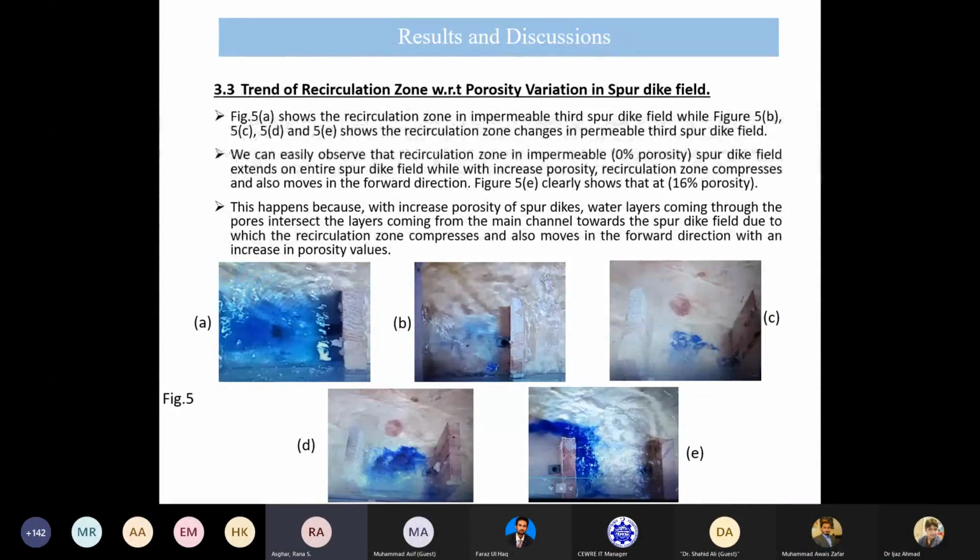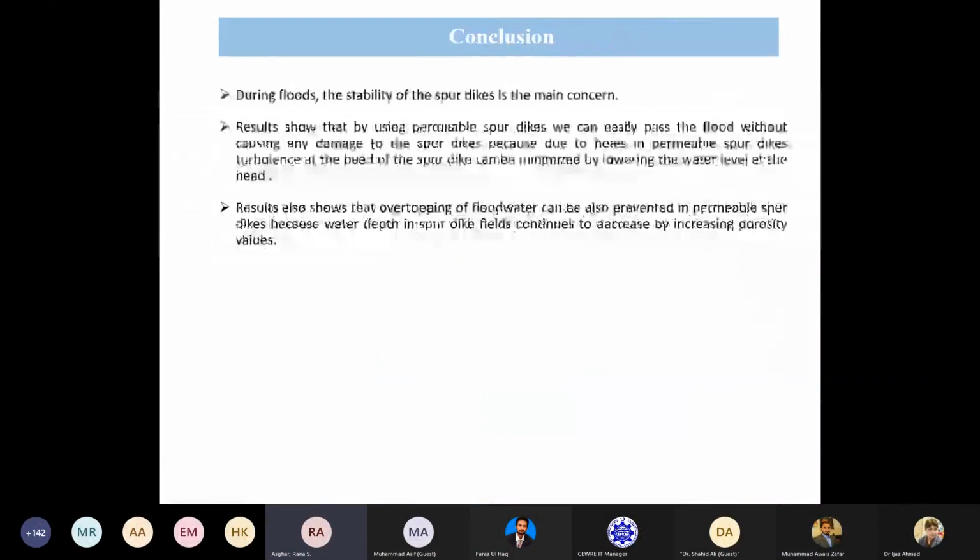If we see figure A, we can clearly see that at 0% porosity, the recirculation zone extends throughout the spur dike field. And if we see figures D and E, we can clearly see that as the porosity level goes on increasing, the recirculation zone tends to move towards the forward direction. So we can clearly see that the water coming from the pores directs the water towards the forward direction.